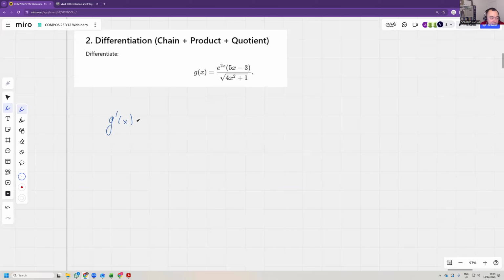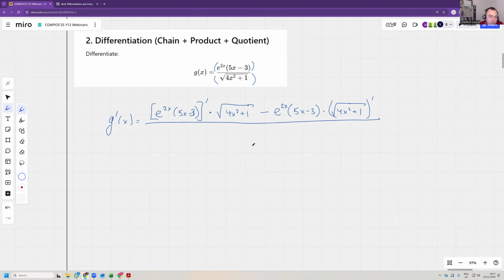So g dash of x. Now this is a quotient rule, so I need to differentiate that. So (e to 2x (5x minus 3)) dash multiplied by square root of 4x squared plus 1, minus e to the power 2x (5x minus 3) multiplied by the derivative of square root of 4x squared plus 1, all over (square root of 4x squared plus 1) squared. Okay.